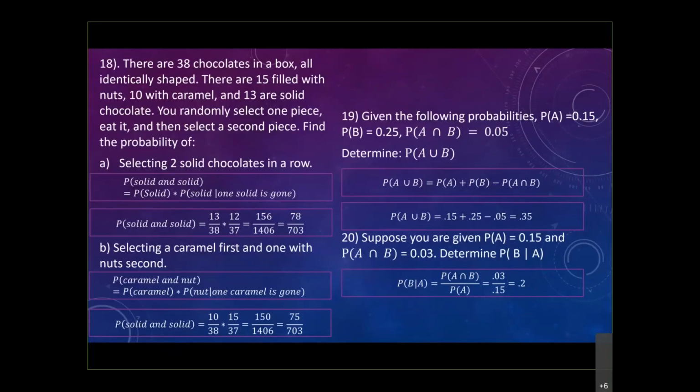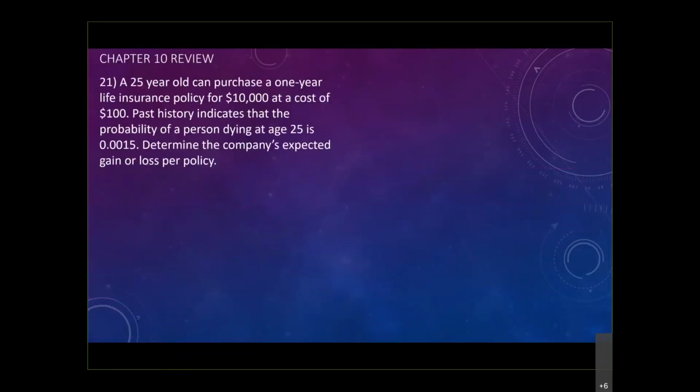Value, which is go to the question that you guys have earlier in the beginning of the class. All right, if you don't have a question, here comes your expected value. Suppose a 20-year-old can purchase a 1-year life insurance policy for $10,000 at the cost of $100. Past history indicates that the probability of a person dying at the age of 25 is 0.0015. Determine the expected value, expected gain, or expected loss.